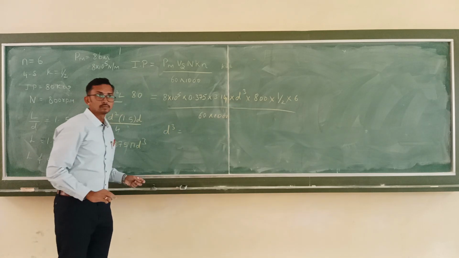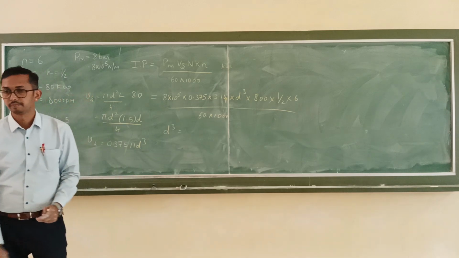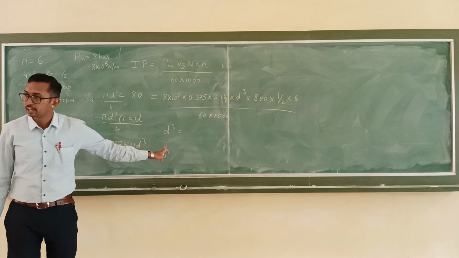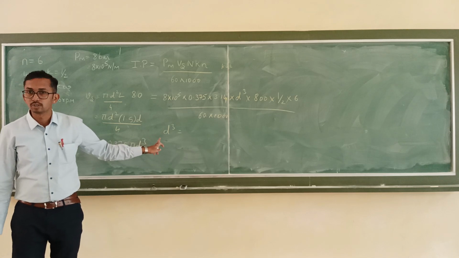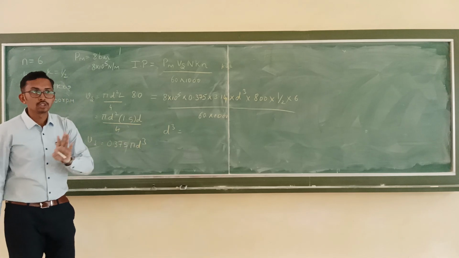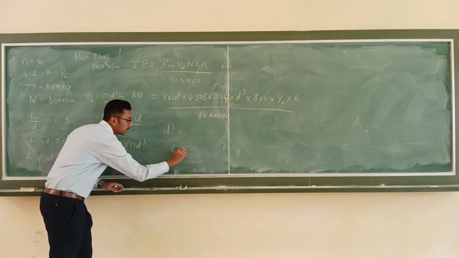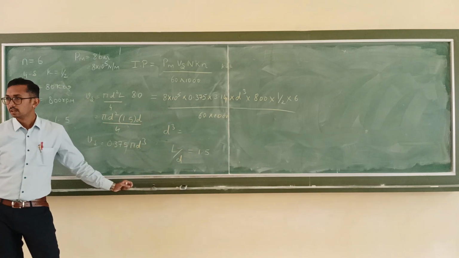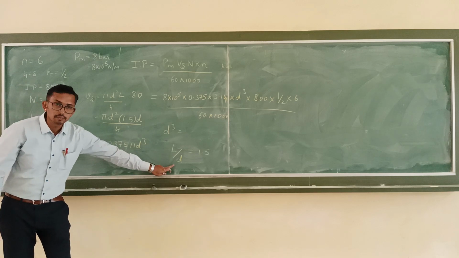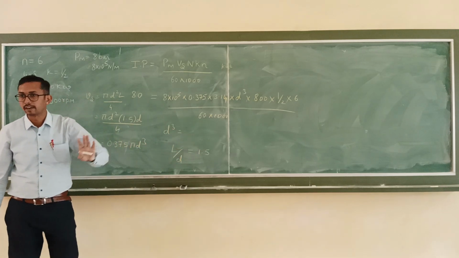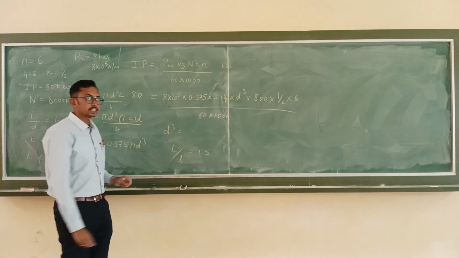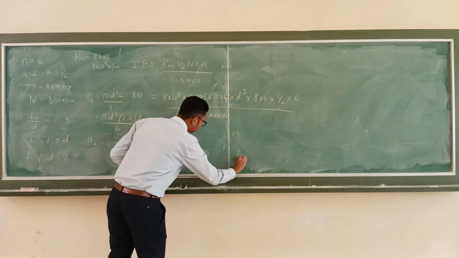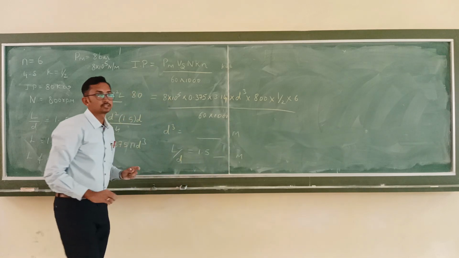Who has done it? Anyone try to solve the problem? So kindly find out the D cube. That means you can find out the D. Right? You can find out the value of D. So if you find out the value of D, we know that L by D is equal to how much? 1.5. And I am going to substitute the value of D over here, and you can find out the value of the other part. So you must get the D in terms of meter, and also L, that is stroke length, must also be in meter. So kindly get me the answer.